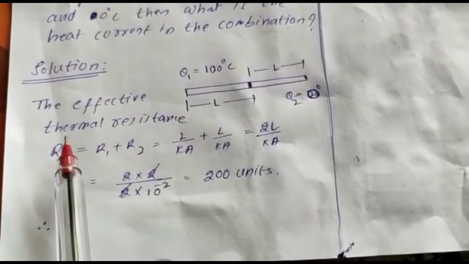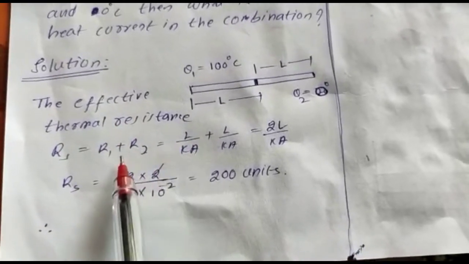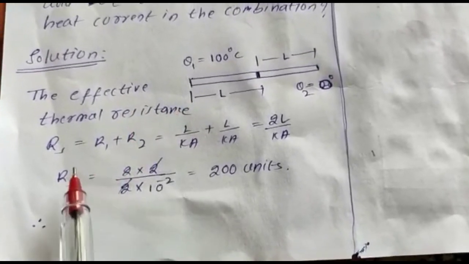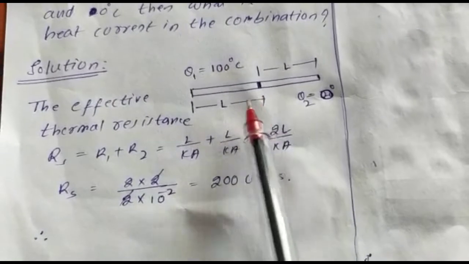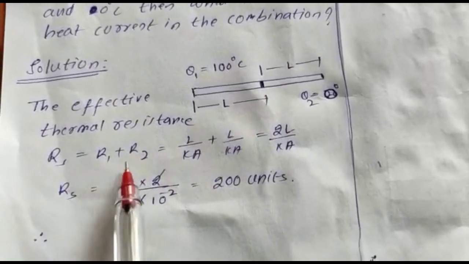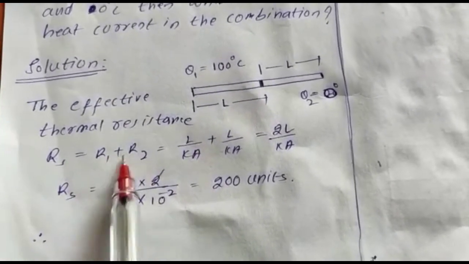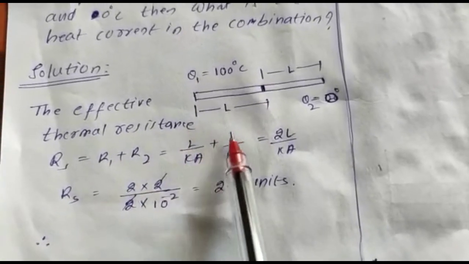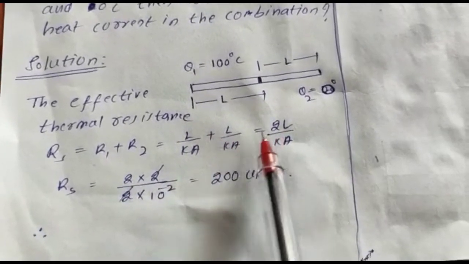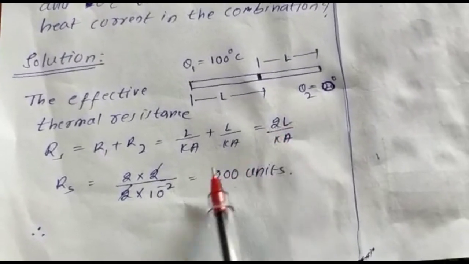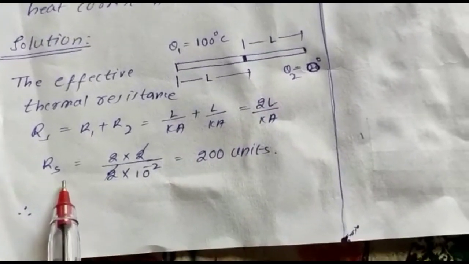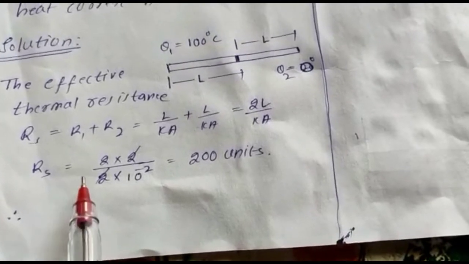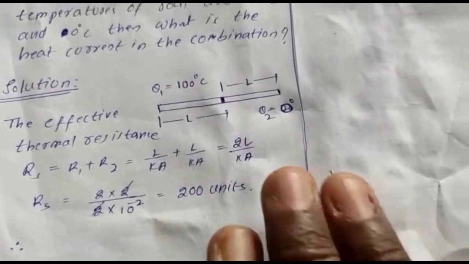And we know already the formula for the effective thermal resistance. First of all we have to find the effective thermal resistance. Here it is a series combination. In the series combination the formula is R1 plus R2, and you substitute R1 equal to L by Ka and R2 also L by Ka, because both are identical. Therefore if you solve, you will get 2L by Ka. Substitute the values, and you will get the effective thermal resistance equal to 200 units.